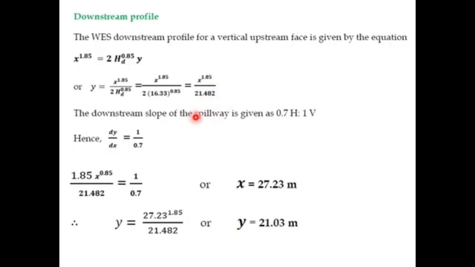The downstream slope is 0.7, therefore dy by dx can be written as 1 by 0.7. Now we differentiate this expression, so it is 1.85 x to the power of (1.85 minus 1), which is 0.85, divided by 21.48, and this should be equal to 1 by 0.7. So we can calculate the value of x, which comes to 27.23. Substituting this value of x here, we get the value of y, which is 21.03.